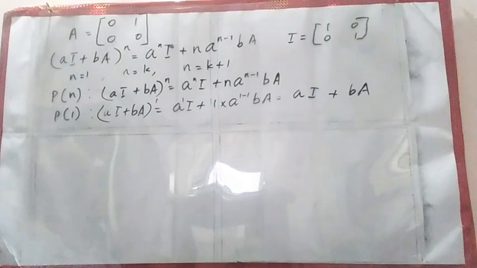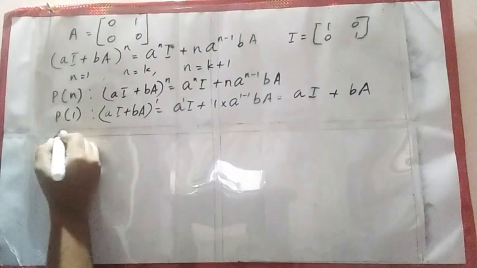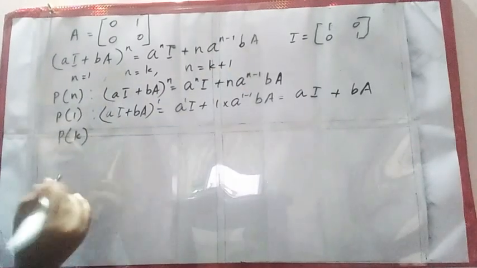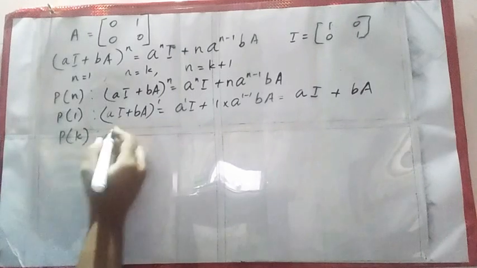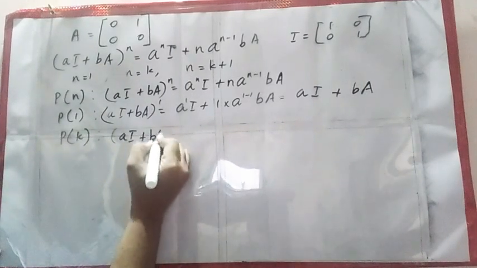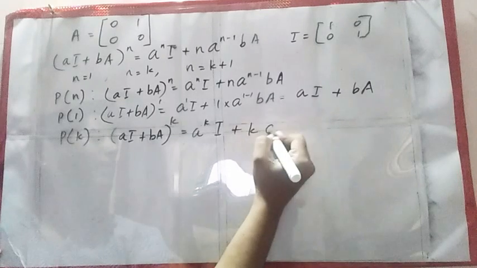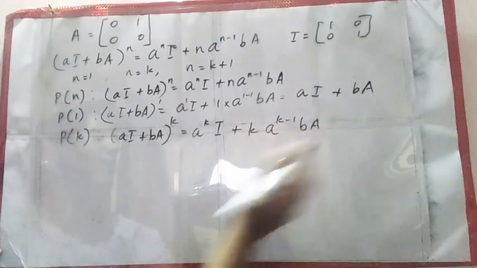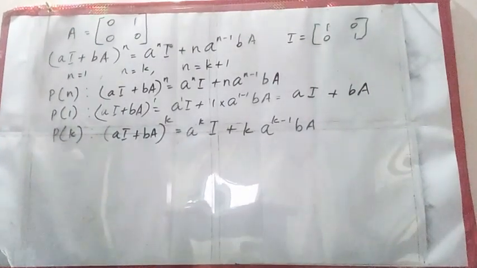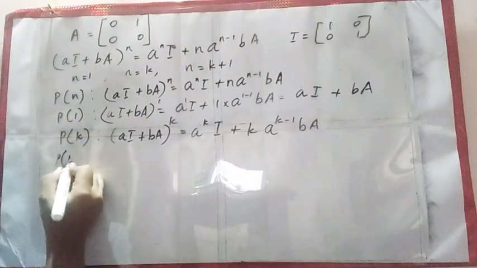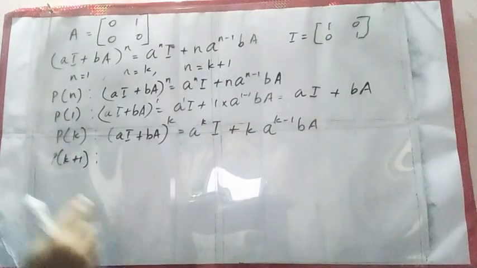So now we are going to assume that the statement Pk is true. That is, for the value k, the statement is true. We assume that (aI + bA)^k is equal to a^k I + k a^(k-1) bA is true. We assume that Pk is true, that is, this statement is true. So next we are going to show that the statement Pk plus 1 is true. So we have to prove that Pk plus 1 is true.